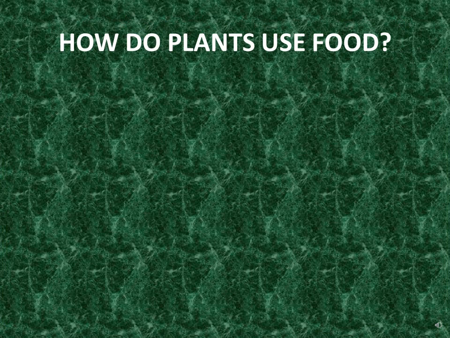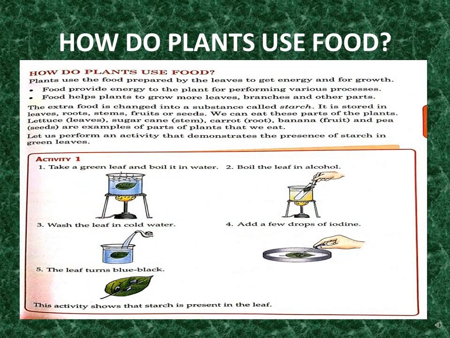So now we will discuss the last part of our class today, that is, how do plants use food. So what is the use of food in plants? Plants use the food prepared by the leaves to get energy and for growth. Like all other living beings, plants also grow, and for this growth they need food to get energy. Food provides energy to the plant for performing various processes. Food helps plants to grow more leaves, branches and other parts. That is, on the whole, the plant is growing.